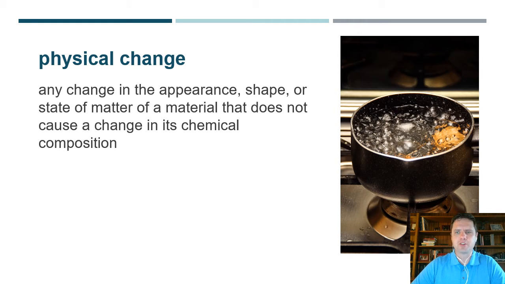So here we have a picture of a boiling liquid, and I'm assuming boiling water. If water is boiling, it's turning into vapor. That's a change of state, right? The state of matter is going from liquid to gas, but it is still water. And for that reason, this is not a chemical change when you boil water. It's just a physical change. You're changing it from liquid state to gaseous state.